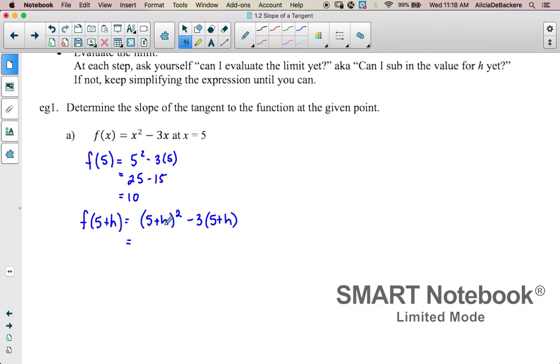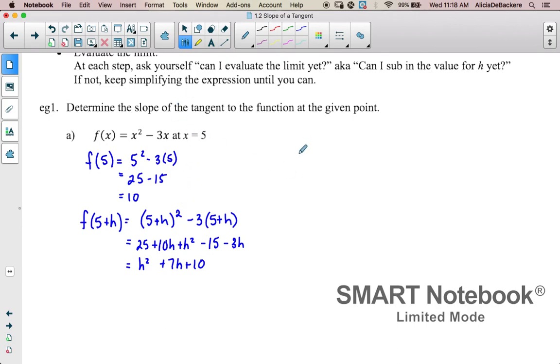All right, so when I FOIL these 2 brackets, I get 5 times 5. Then I get 5 times h, and then I get h times 5. So that's 5h plus 5h. And then I get h times h. And now I'm going to multiply the negative 3 into this bracket here. And now I'm just collecting like terms, and I'm going to rearrange it so that the degrees are in decreasing order. All right, so I've got my 2 expressions.